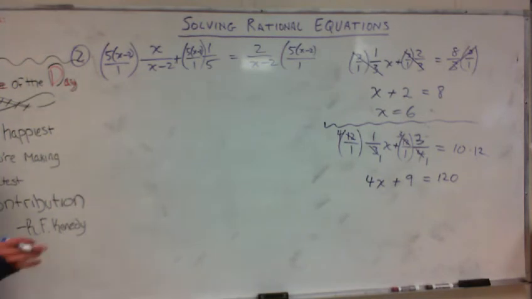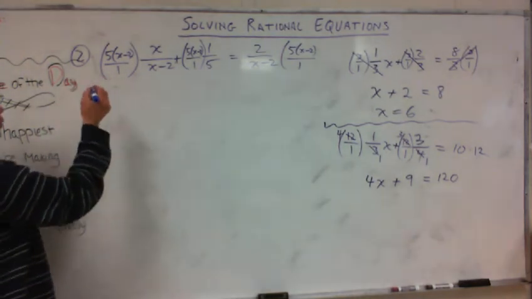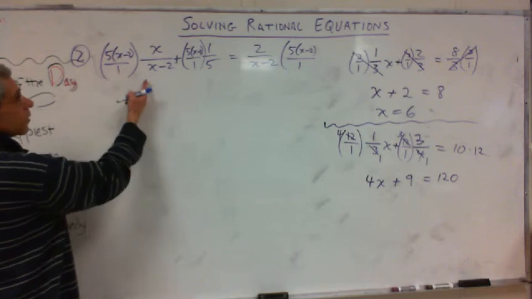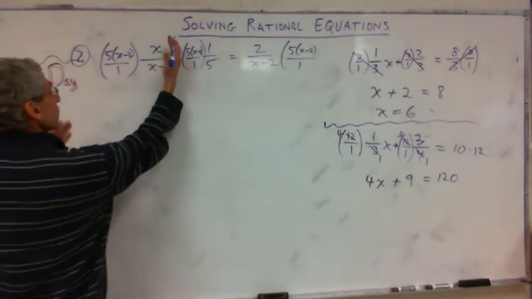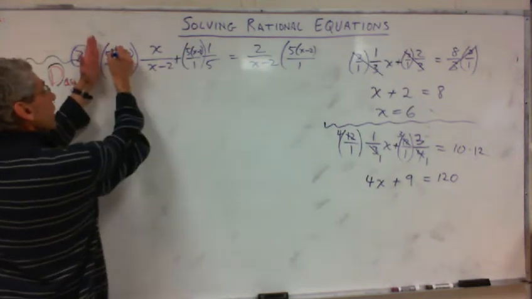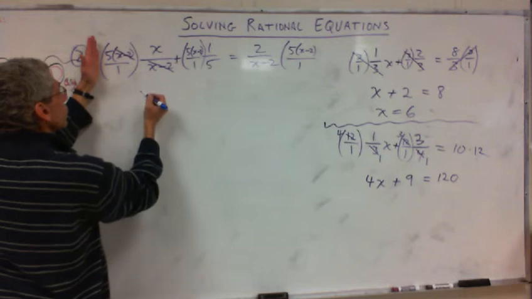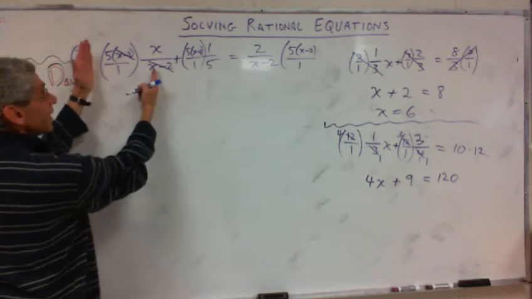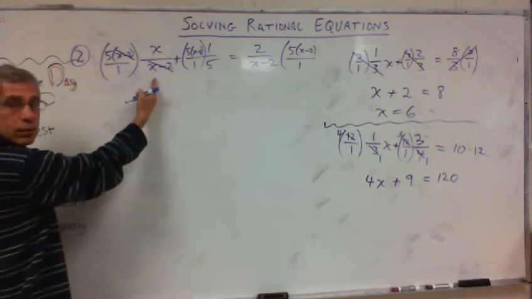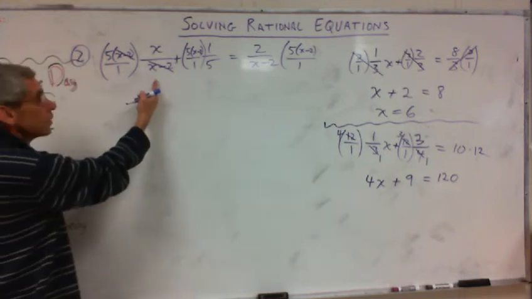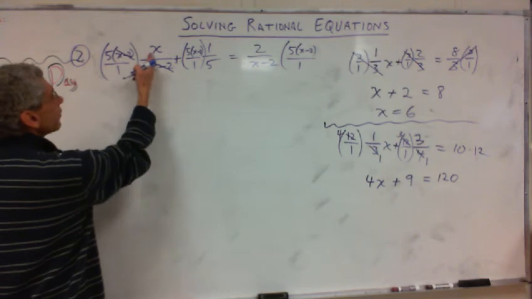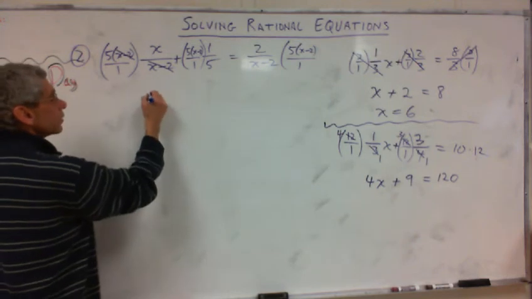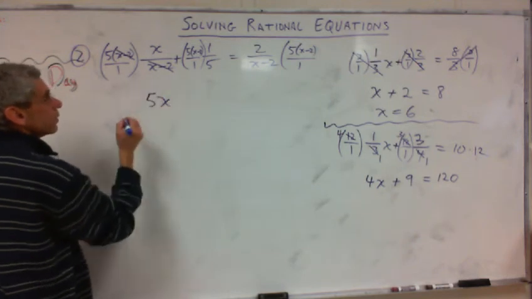All right, so watch this. This is where you cross things out. I can cross upstairs, downstairs. It's these two fractions. I can cross out the x minus 2, the x minus 2. Suddenly, I have no denominator here. I just got rid of my denominator. So all I have left is 5 times x, which is 5x. You with me?